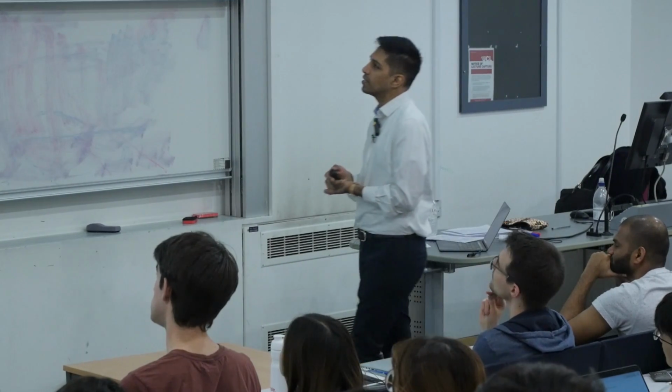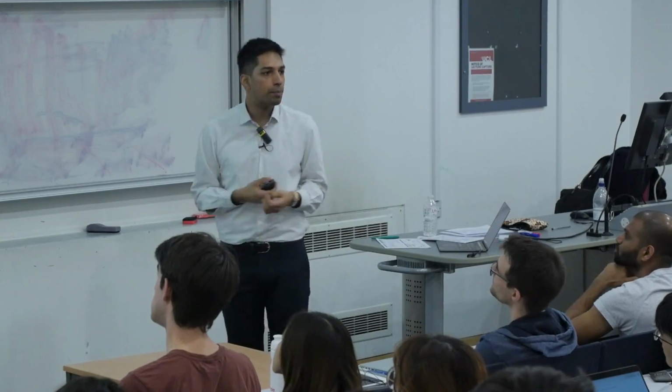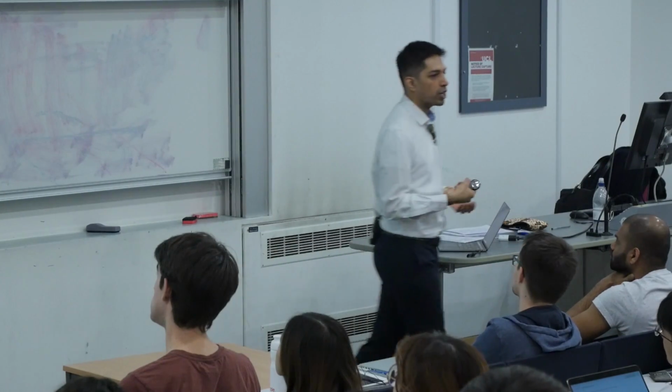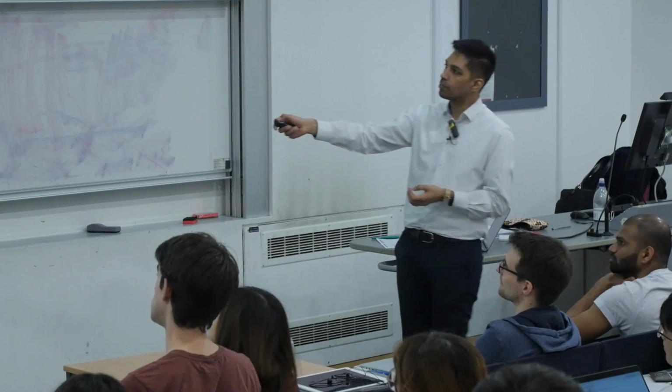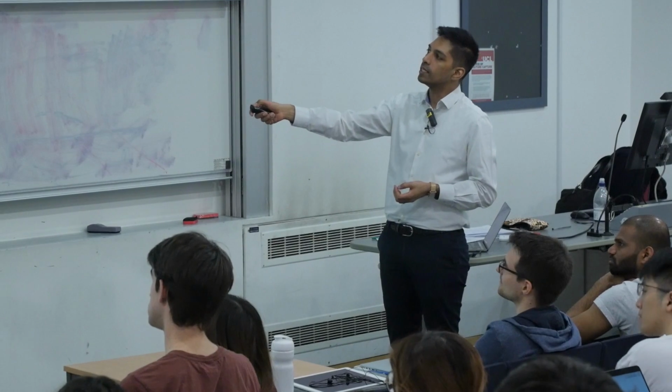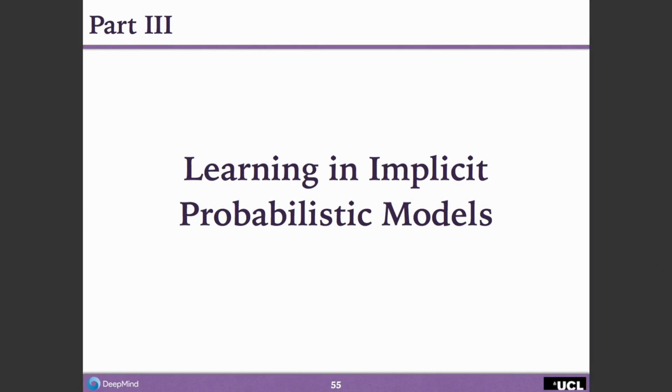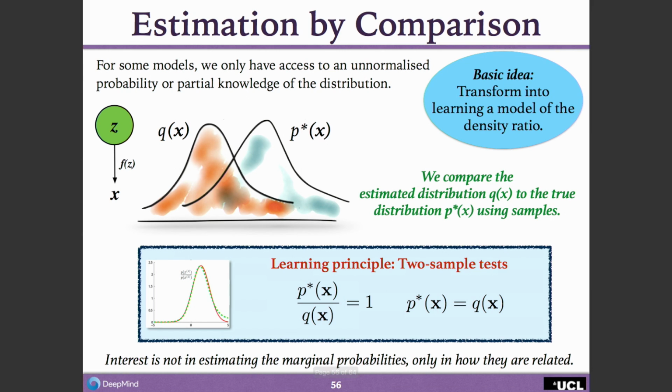So in the last 10 minutes, I just want to quickly talk about estimation by comparison and learning in implicit generative models. In implicit generative models, you have a simulator that takes some random source Z through this function f, and it can just simulate data x. The task you have to do is compare samples from your data model, which I'm going to call Q, with the true data distribution, which is P star. This is a classical problem in statistics, called the two-sample testing problem. You have two sets of samples, and you need to compare them in some way.